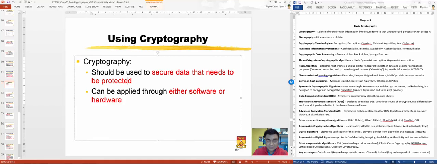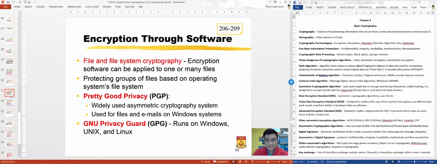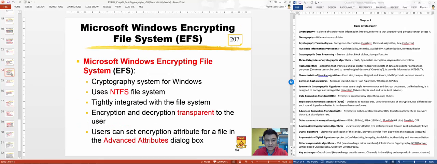Okay. So next, cryptography can be applied to either software or hardware. Earlier we mentioned protection through software techniques. How about other software encryptions? For example, file system cryptography. If you have the Windows operating system, it comes with some file system cryptography. For example, in Windows it uses PGP, Pretty Good Privacy, which can encrypt our normal files and data and also emails. But in Linux and Unix systems, we can use GPG to encrypt the data.